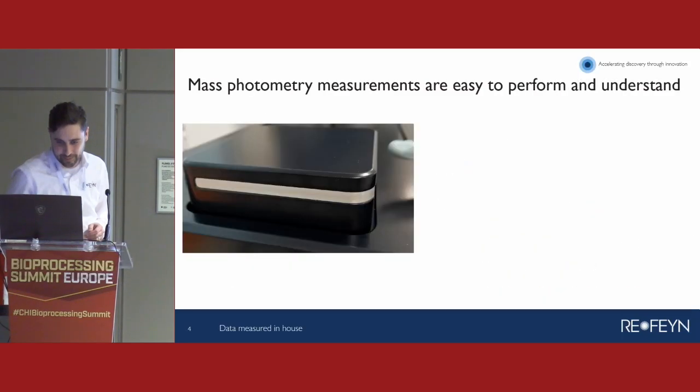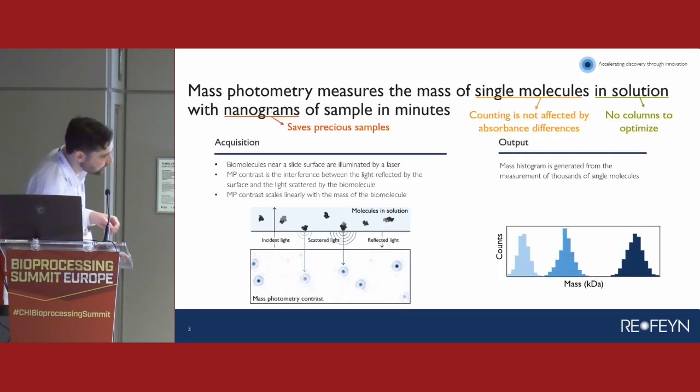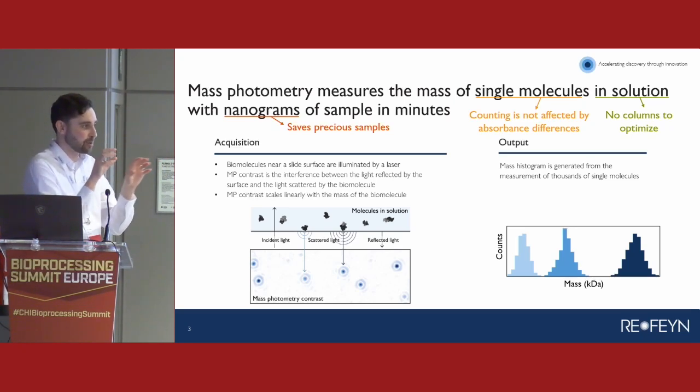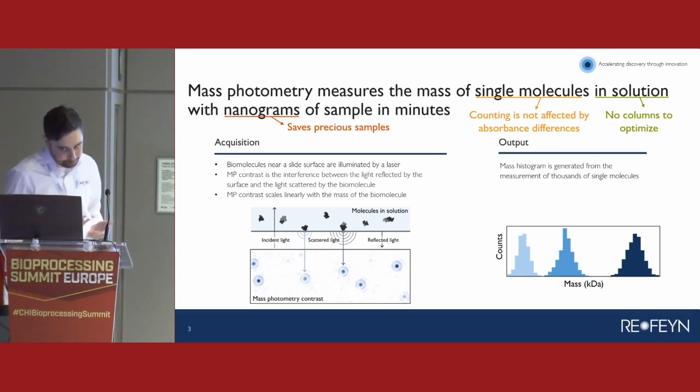So with DLS, you're looking at the sample in bulk, and you've got all the molecules floating around in Brownian motion, and you're looking at how the intensity of the laser you're shining through fluctuates based on how fast those molecules are diffusing. They'll diffuse faster if they're smaller, slower if they're bigger. The only similarity between DLS and mass photometry is the fact that those molecules scatter light.